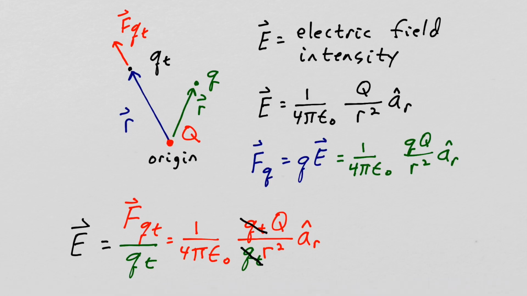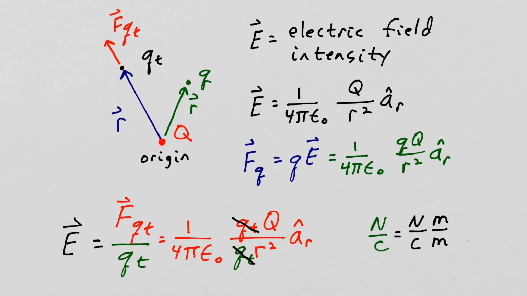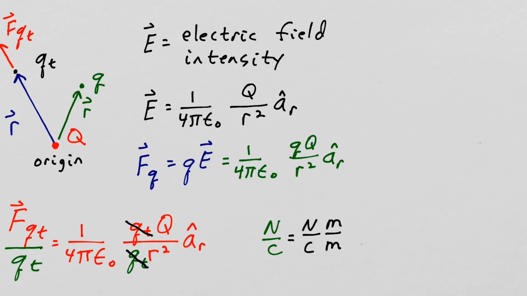So the electric field intensity is a force per unit charge, so the units would be newtons per coulomb. Newtons per coulomb is a valid unit for the electric field intensity, but it's not the most common unit. Let's multiply newtons per coulomb by meters over meters. A newton times a meter is a force through a distance, so that's work. So newtons times meters is a joule, so we have a joule over coulombs per meter.